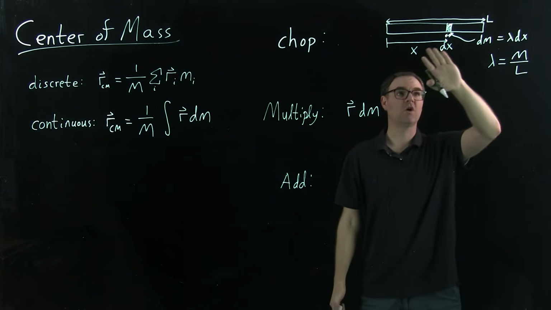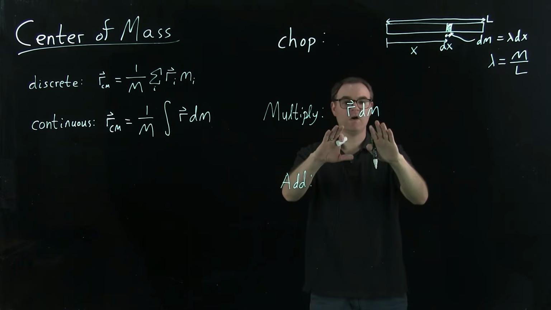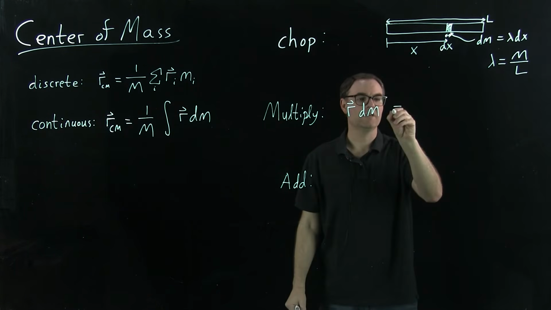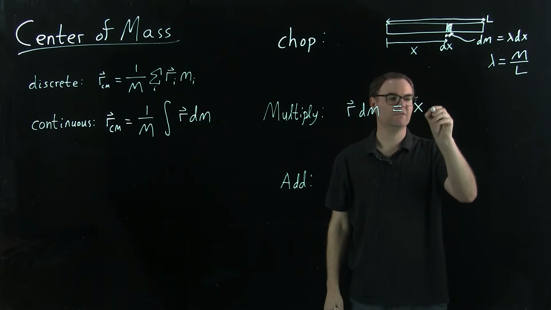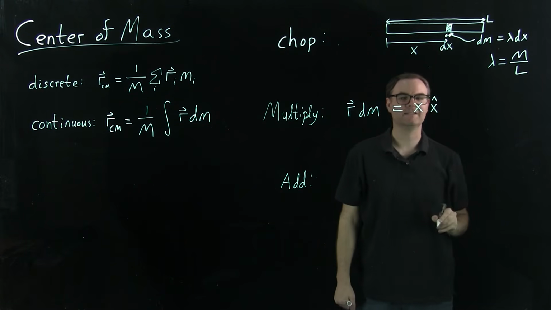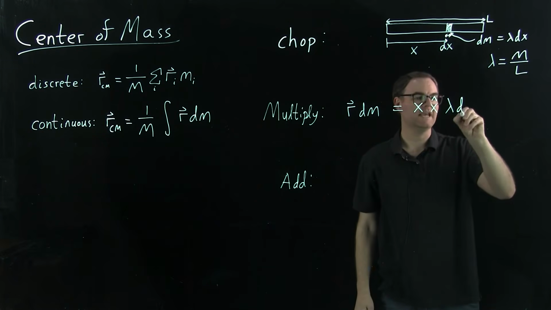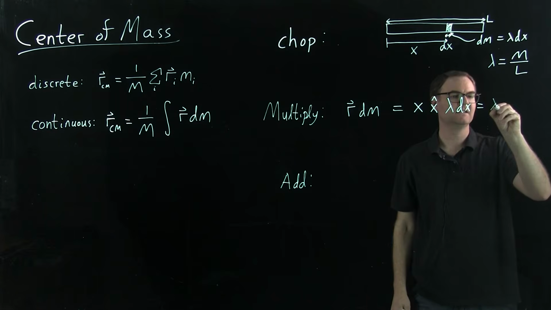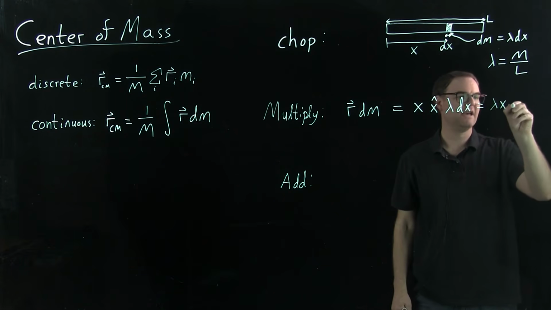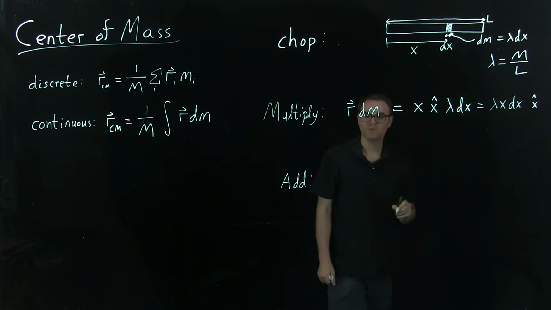In this case, if you've drawn a good picture up in your chop stage, you usually have all the important pieces. So here I have the x position as the location of this piece, which is just going to be x hat. And then dm is lambda times dx. And if I want to clean that up a little bit, I can write this as lambda x dx, and then I'll put the x hat over here for the direction.